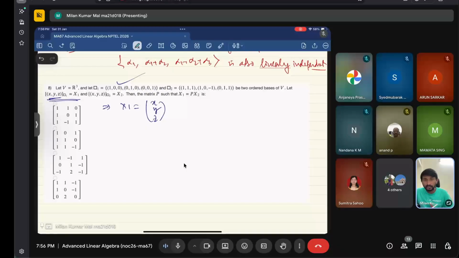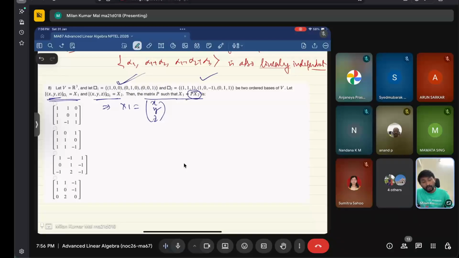So with respect to the first basis, this will be the coordinate vector, and with respect to the second basis, what will be the coordinate vector? Then the matrix P such that this holds. So here we have to find the matrix P, the basis change matrix basically, from this basis to this basis.